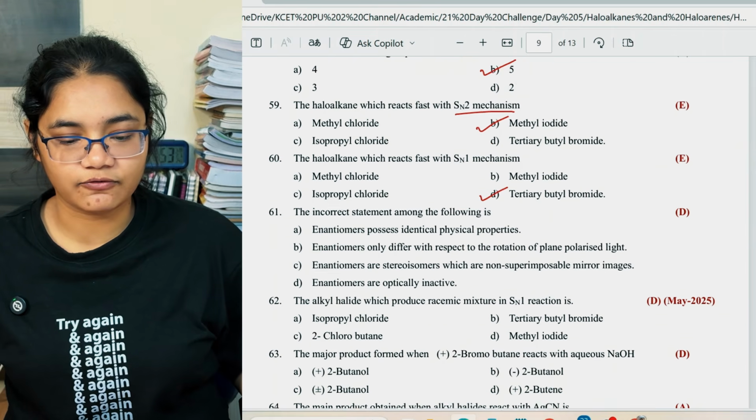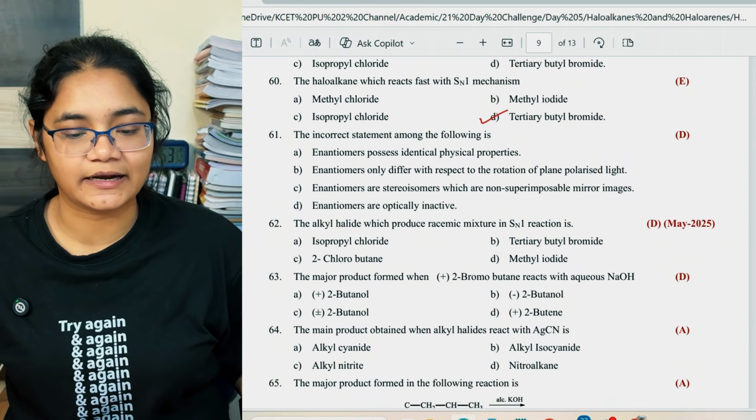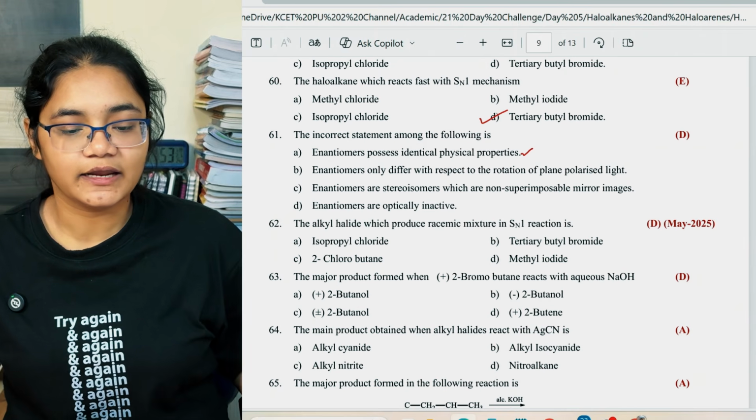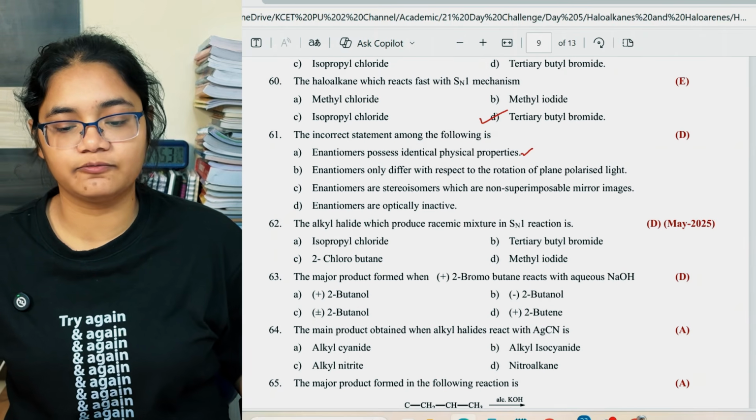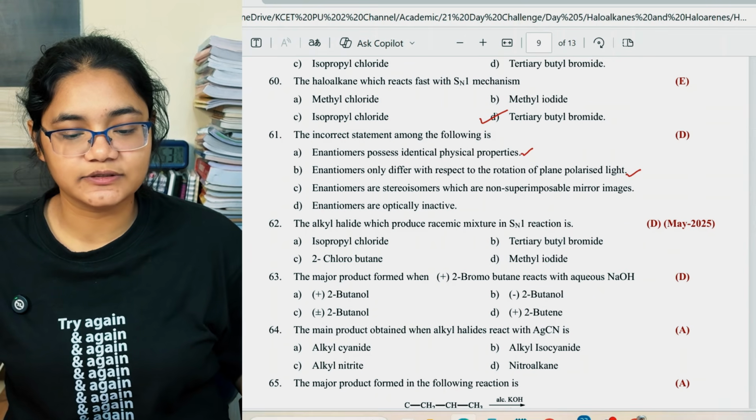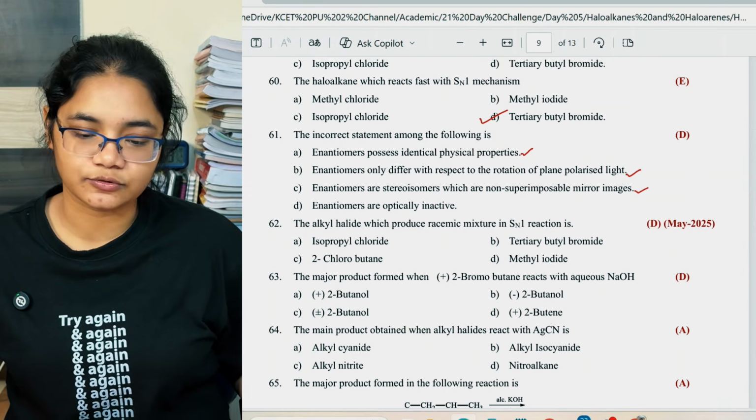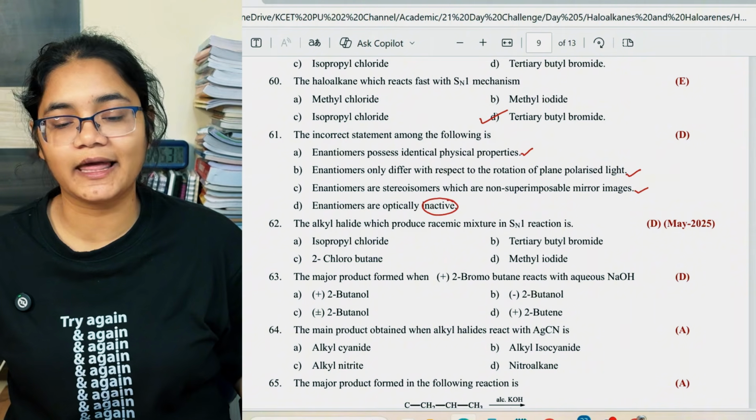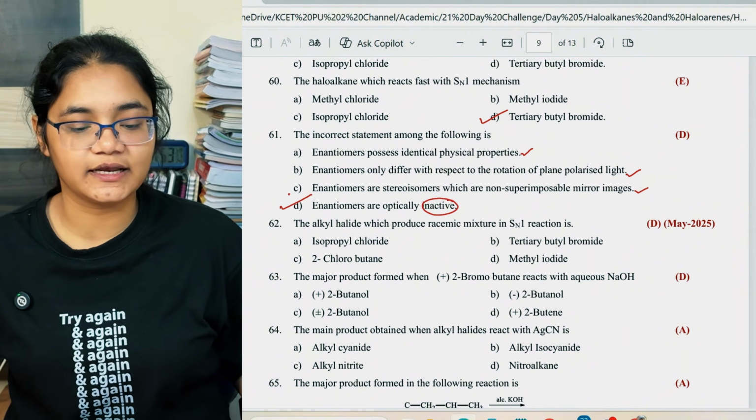The incorrect statement among the following: Enantiomers possess identical physical properties. That is correct. Enantiomers only differ with respect to rotation of plane polarized light. That is also correct. Enantiomers are stereoisomers which are non-superimposable. That is also correct. They are optically inactive. No, they are optically active. So D is the incorrect statement.